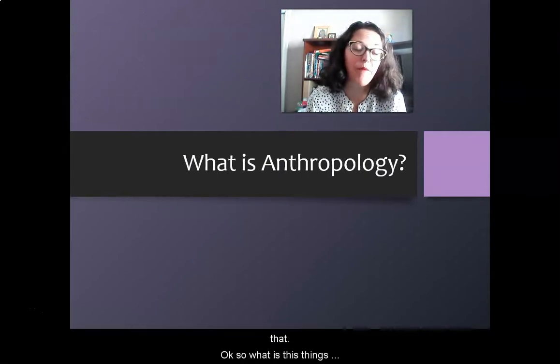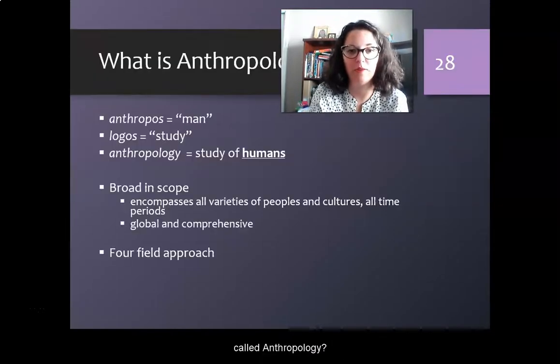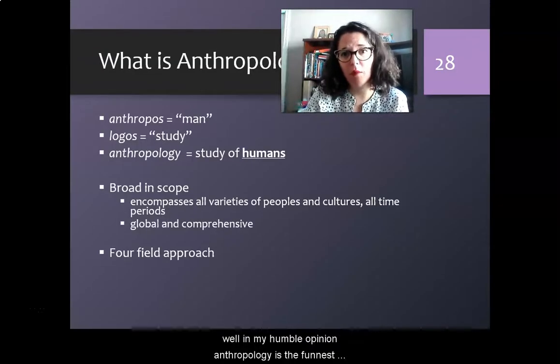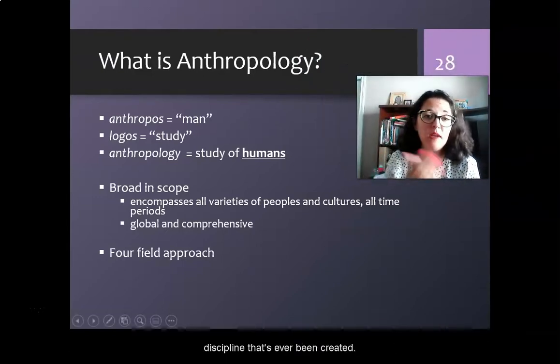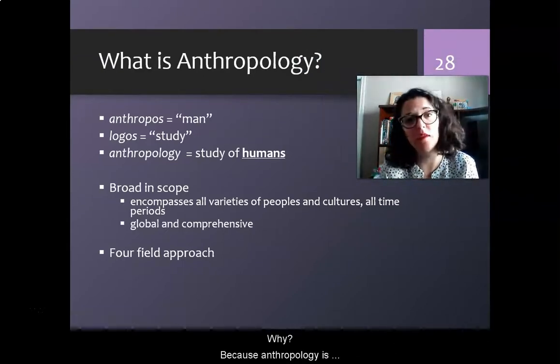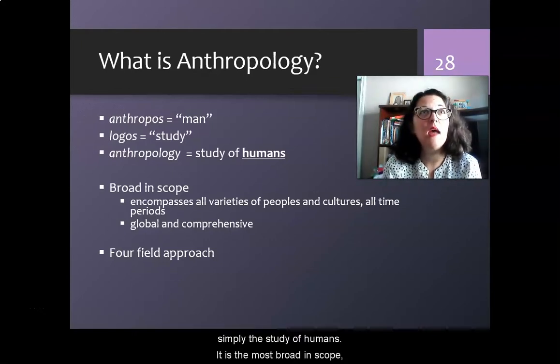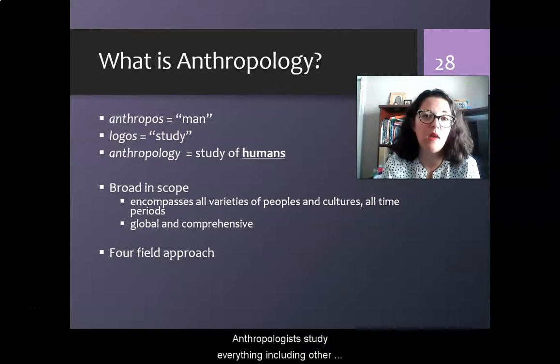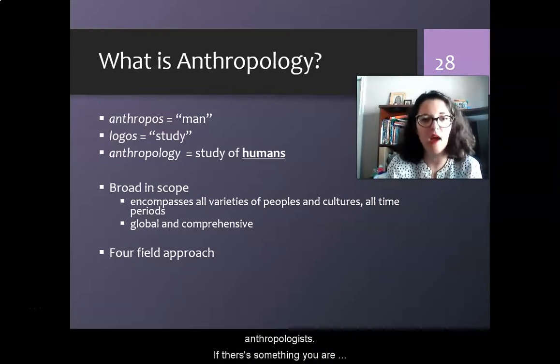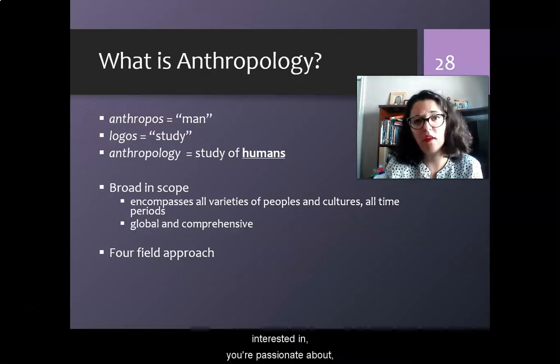Okay, so what is this thing called anthropology? Well, in my humble opinion, anthropology is the finest discipline that's ever been created. Why? Because anthropology is simply the study of humans. It is the most broad in scope, most comprehensive discipline there is. Anthropologists study everything, including other anthropologists. If there's something you're interested in, you're passionate about, you can study it as an anthropologist.